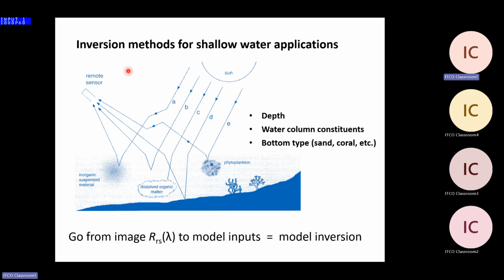Right. Okay, so next topic, inversion methods. You've heard about inversion methods already, so I'm going to talk about it in a shallow water context where bottom reflectance is a component. These are the things that we're interested in. You might have suspended materials in the water column, phytoplankton, dissolved organic matter as well, and sediments. You've got the bottom here with the reflectance with different things on it. And you've, of course, got a variable depth. So what we want to be able to do is go from the remote sensing reflectance in a pixel in an image to quantify some of these things by model inversion.